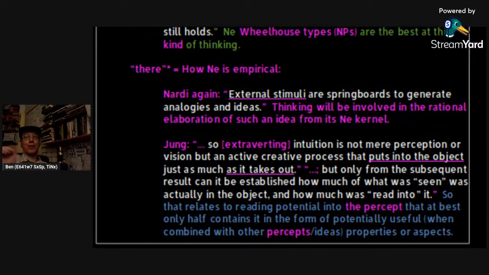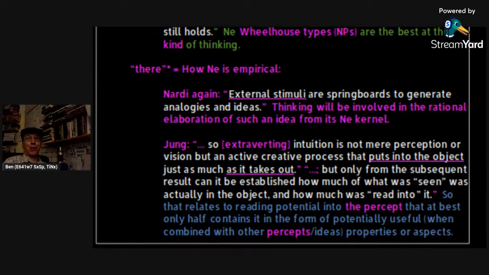Thinking will be involved in the rational elaboration of such an idea from its NE kernel. I'm channeling Jung there. I don't mind saying that, but I'll give my sources. But yes, that's what I think. Right, so, Jung.